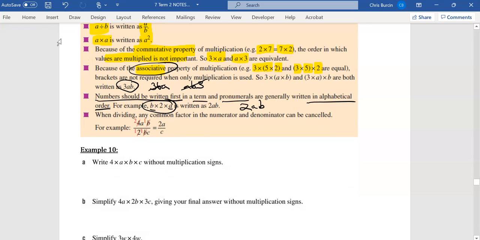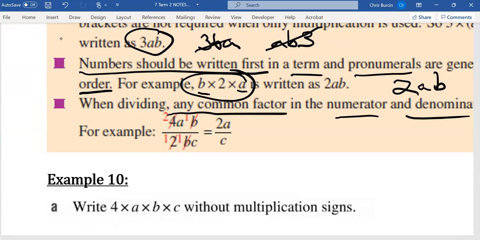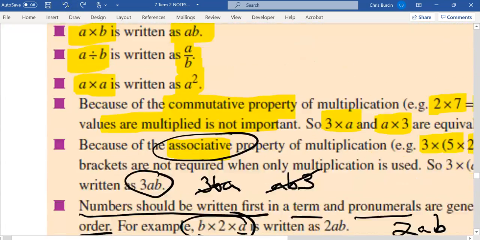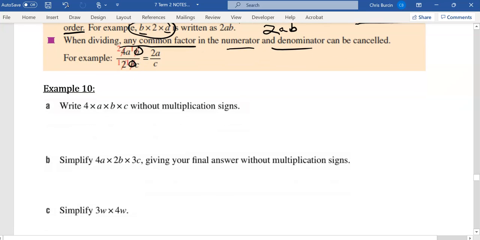When you're dividing, any common factor in the numerator and denominator can be canceled. So for something complex like this, I'll zoom in a little bit here, we know that between 4 and 2, we can divide each of those by 2 and cancel them. And we also know that if we've got letters like b in both top and bottom, numerator and denominator, we can cross them out. So we'll do some work here below and we'll check it out.